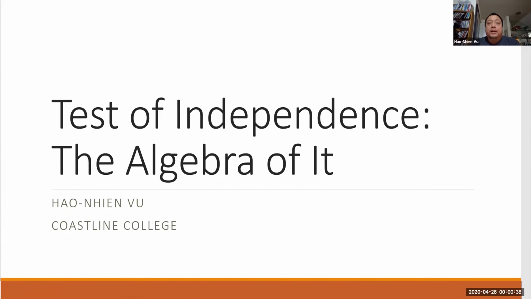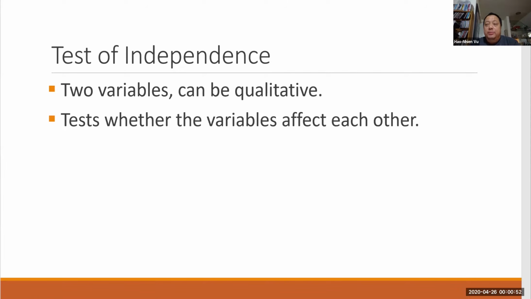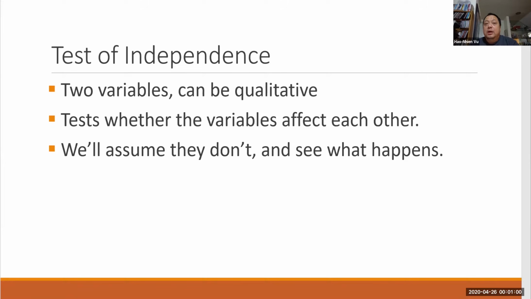For today's pre-class homework, I'll talk about the algebra in a test of independence. A test of independence involves two variables, which can be qualitative, meaning not numerical, and it tests whether the variables affect each other. I'll go over what happens if we assume the two variables don't affect each other.